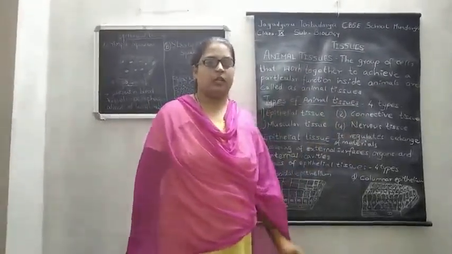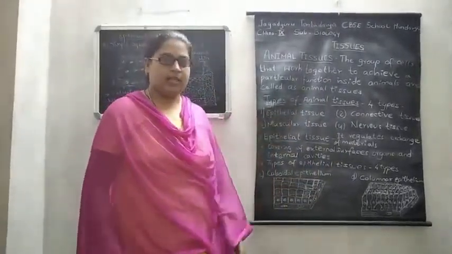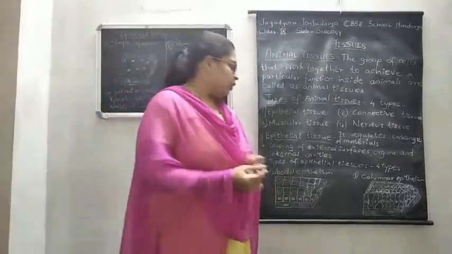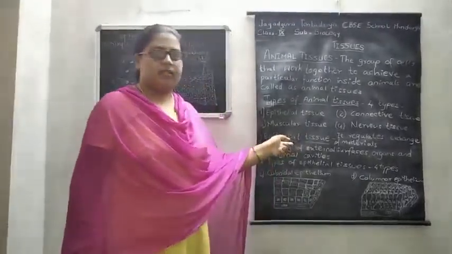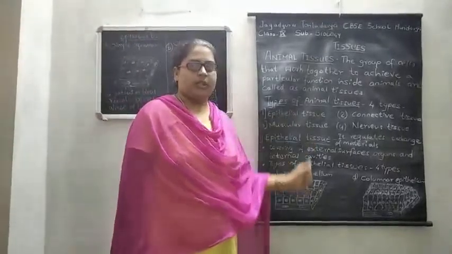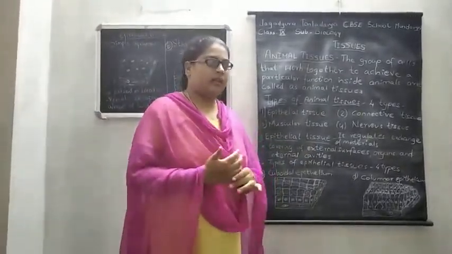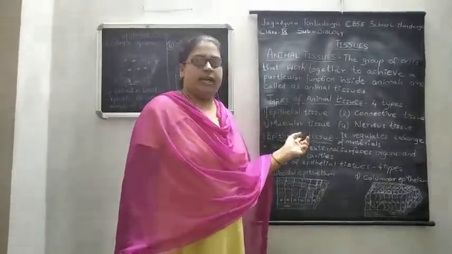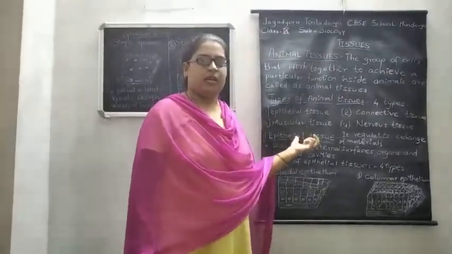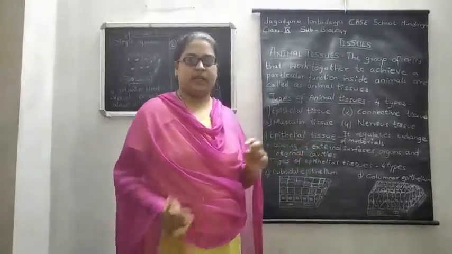But today you will be learning about the first type of animal tissue that we call epithelial tissue. As the name suggests, epithelium means it will form an outer covering over the surface of the animal's body. And this epithelial tissue is mainly providing protection to all the important organs present in our body.